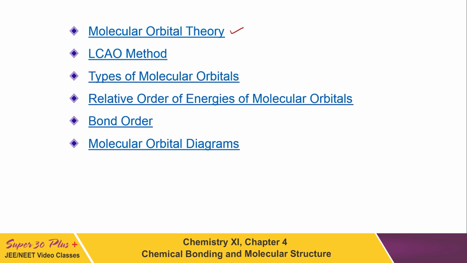In short, it is called MOT, which is put forward by the LCAO method. LCAO stands for linear combination of atomic orbitals. Then we will tell you about the types of molecular orbitals, the relative order of the energies of the molecular orbitals, how to calculate the bond order, and finally we will discuss molecular orbital diagrams in this session.